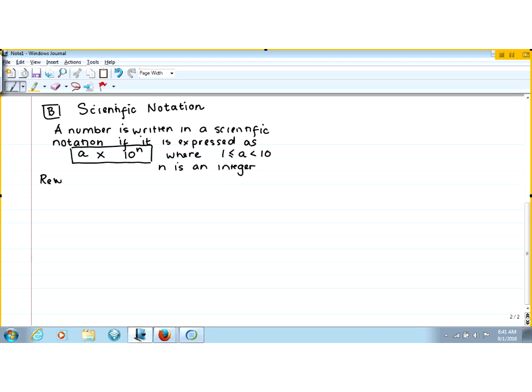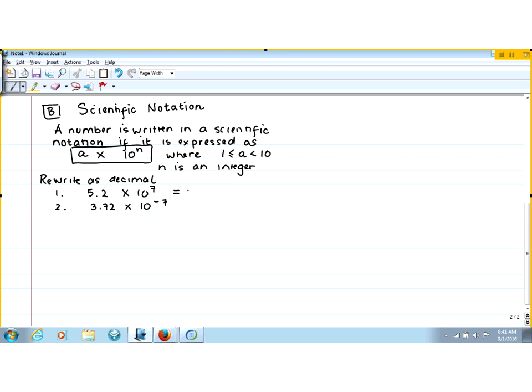So, rewrite as decimal. Number 1, 5.2 times 10 to the 7th. 3.72 times 10 to the negative 7.